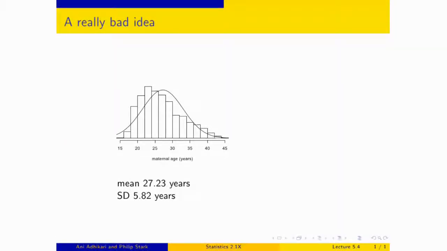So here's our maternal age data. It would be really silly to put a normal curve on that. So it is well worth remembering that not all data are normal, not even approximately normal, and we have to resist the temptation to use the normal approximation just because we have a mean and SD and some data.